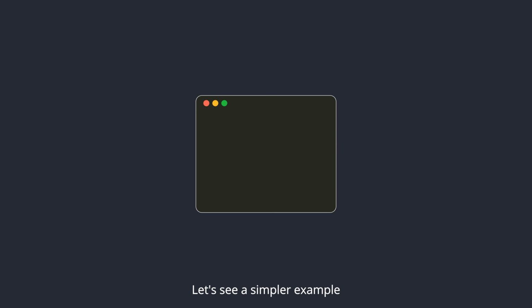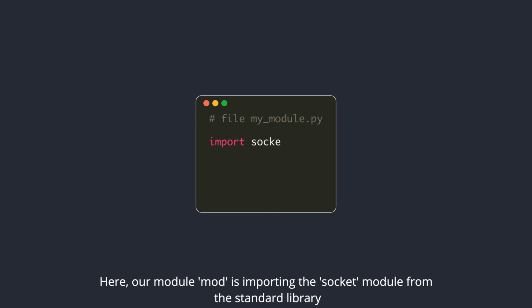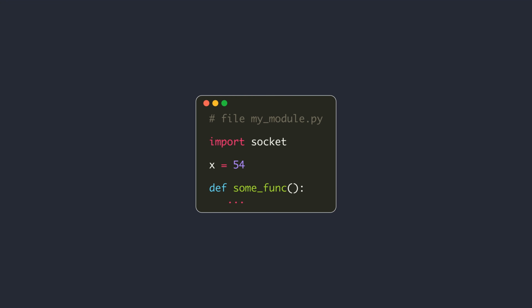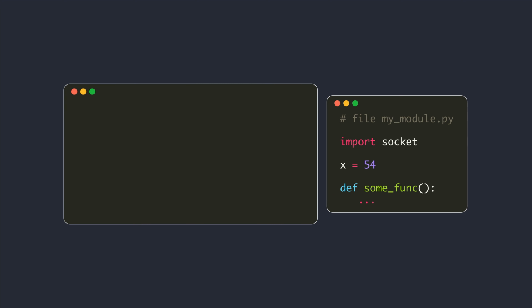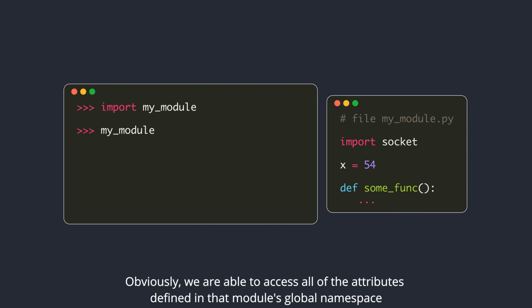Let's see a simpler example. Here, our module is importing the socket module from the standard library. It also defines a global variable and a function. Next, we import this module. Obviously, we are able to access all of the attributes defined in that module's global namespace.